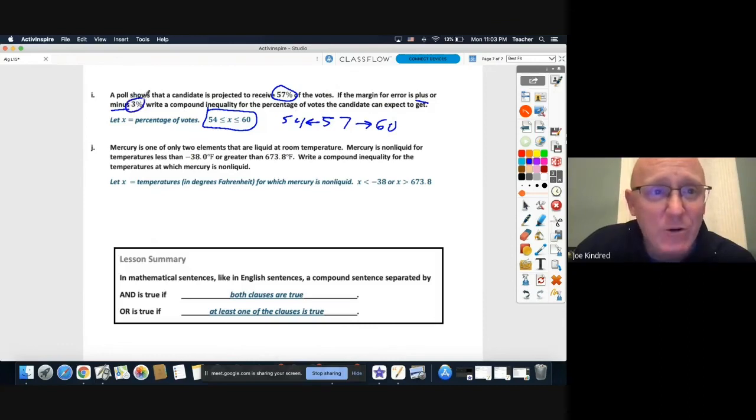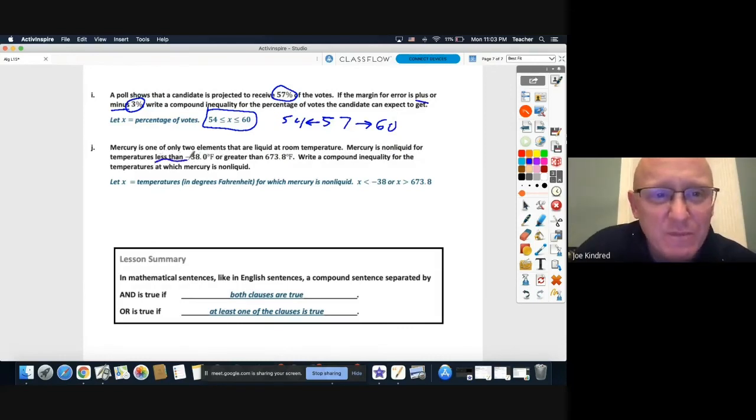You'll be asked today in practice to do a similar problem. It's really just taking what number they gave you. And in this case, because they said add or subtract 3%, that's where they're getting the 54. And then you add, that's where they're getting the 60.